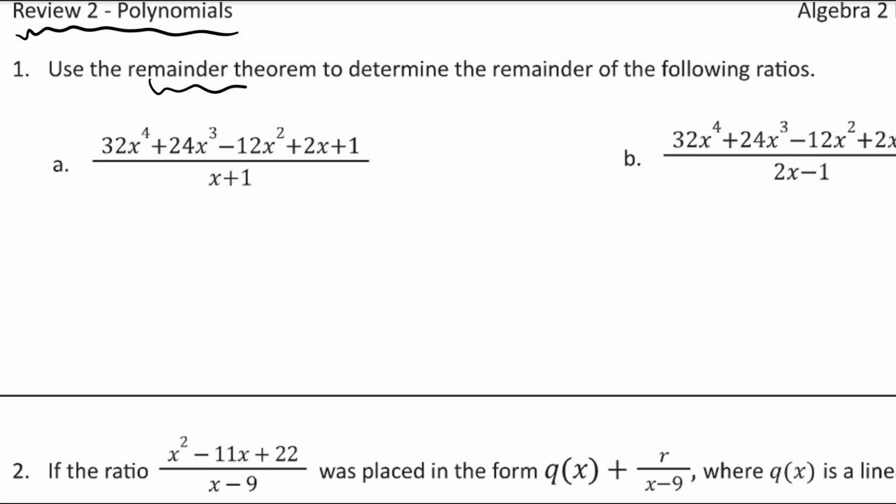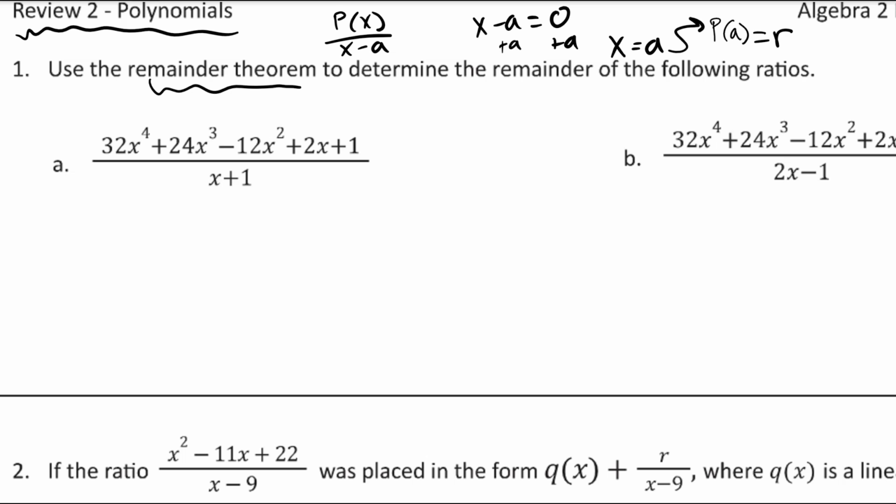Well, remember, the remainder theorem states that if I'm taking a polynomial and dividing it by x plus or minus some number, that I can set that denominator equal to 0, solve whatever that is, and plug that number into my polynomial, and whatever I get represents the remainder. So that's what the remainder theorem states, but in practice, here's what it would look like for A.